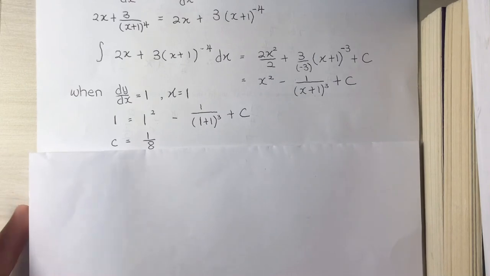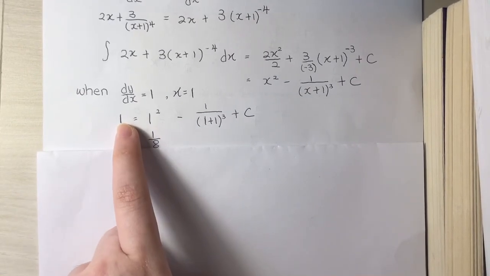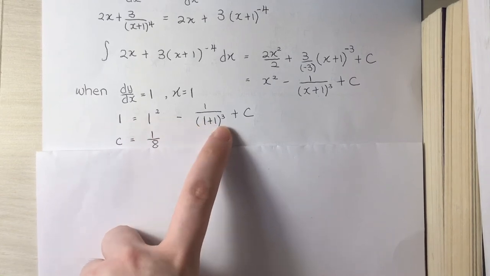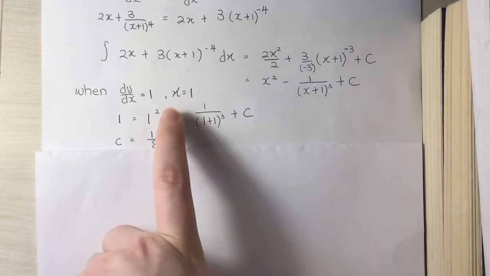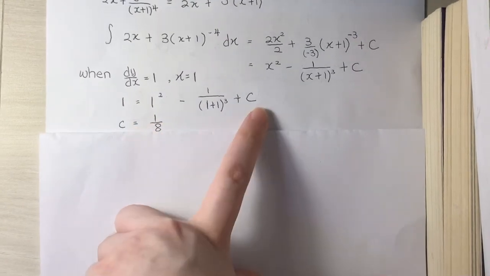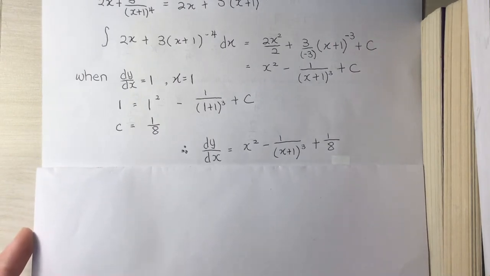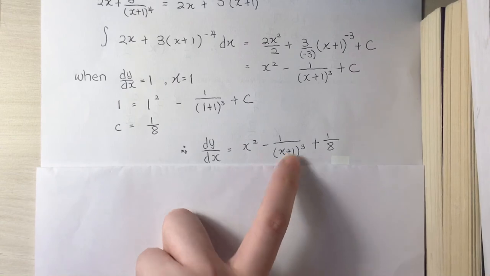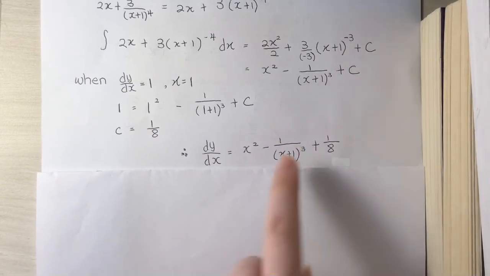Then we get the c as 1 over 8, which you can find by pressing your calculator: 1 minus 1 equals 0, and then this is actually 1 over 8 plus c. So it's negative 1 over 8 plus c equals 0. So you will be able to find c with your calculator. And then you rewrite dy over dx in this form by substituting the c that you found into the c over here.